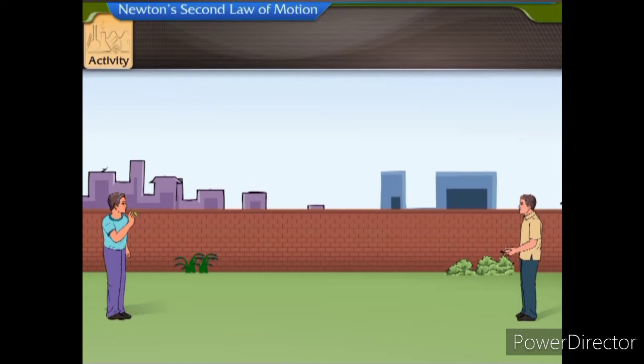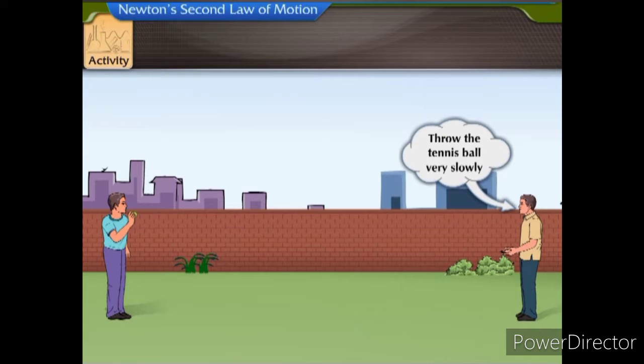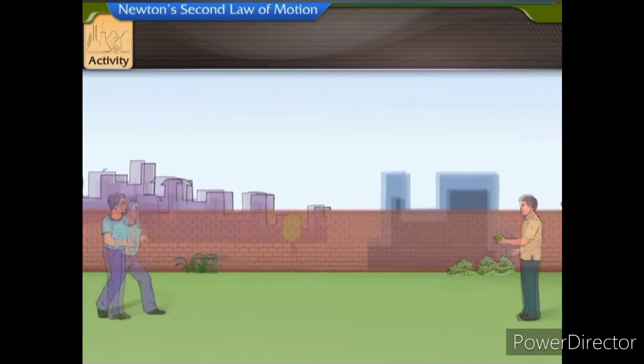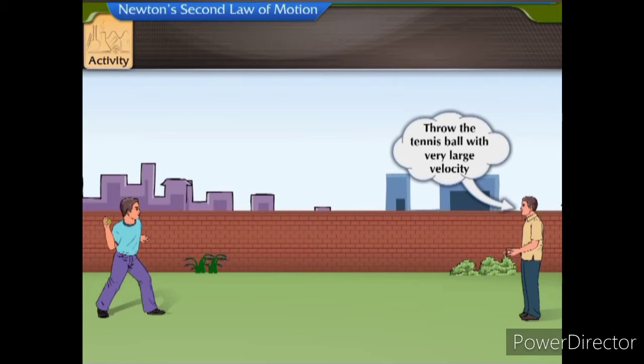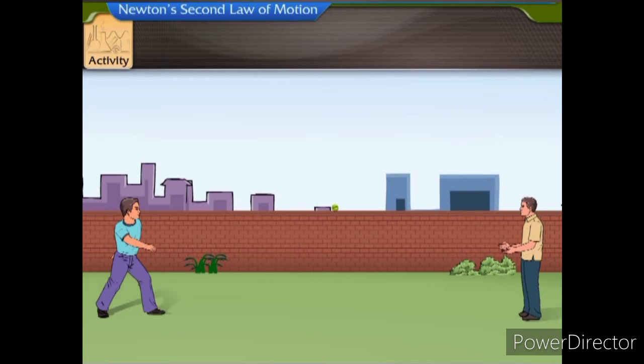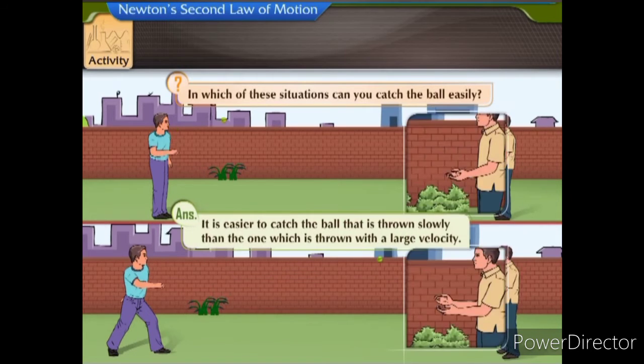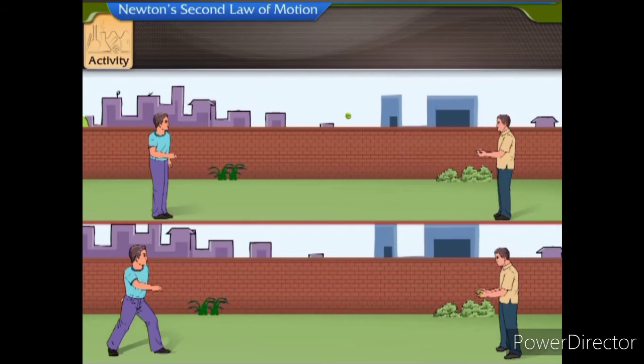Ask your friend to throw the tennis ball very slowly and try to catch it yourself. Now, ask him to throw the same ball with very large velocity and try to catch it. In which of the above situations can you catch the ball easily? It is easier to catch the ball that is thrown slowly than the one which is thrown with a large velocity. Why is it so?